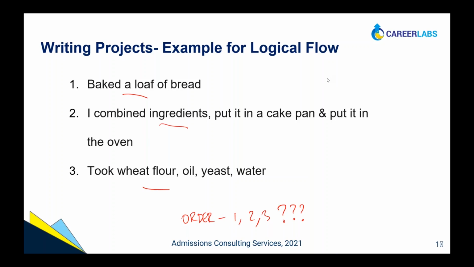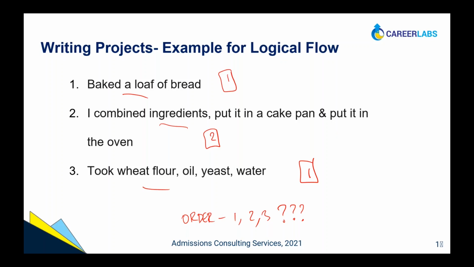So majority of you are saying, hey, this should be the actual number 1, and then this should be 2, and this should be 1, right? So what did I do? I took wheat flour, oil, yeast, water. Then I combined the ingredients, put it in a cake pan, put it in the oven. Then I baked a loaf of bread, right? That's all it is. So it's as simple as that.